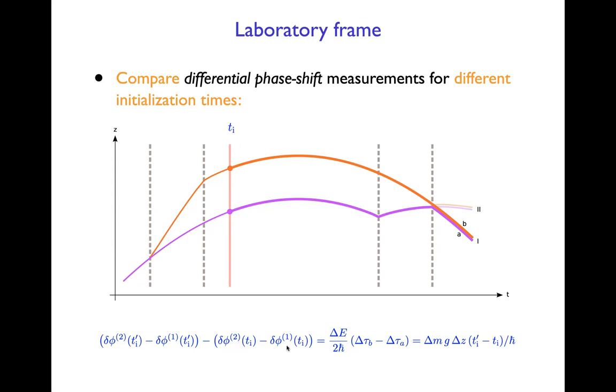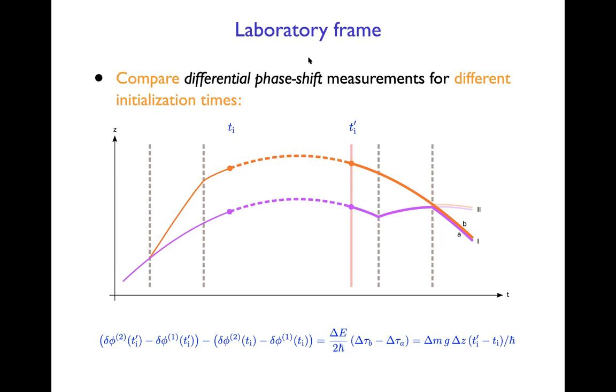And then we repeat the measurement, next shot, next experimental run. We do exactly the same, but changing the initialization time. And we again perform state selective measurement here and here at the two exit ports to extract the phase shift for each one of the two internal states. We consider then the differential phase shift. And then with these two differential phase shifts that we obtain for different experimental runs, we take the difference between the two.